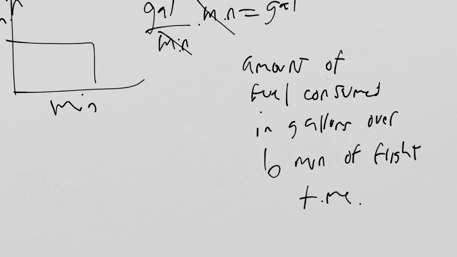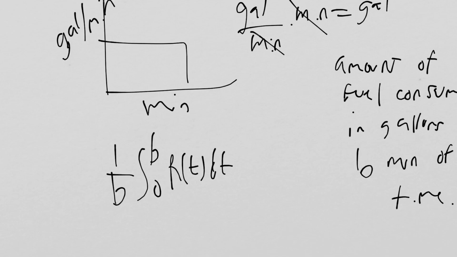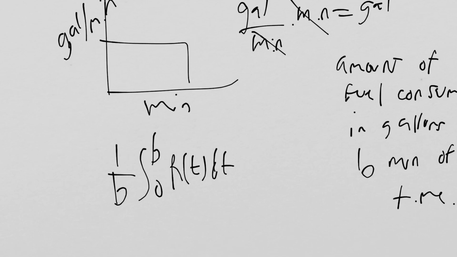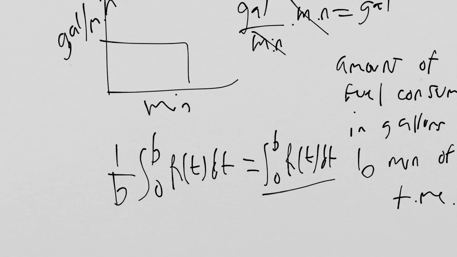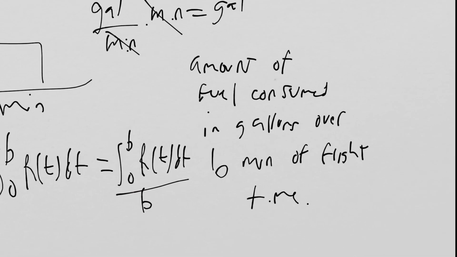Now what if I throw the 1 over b out front? 1 over b integral from 0 to b of R of t dt. Well, this is just going to be the average rate fuel is being consumed, because this is our average value formula. If we take the integral of the function and then divide by the change in the independent variable, this would be equivalent to writing the integral from 0 to b of R of t dt divided by b, right? B is how much time has passed. So this is going to be the average rate fuel is being consumed.